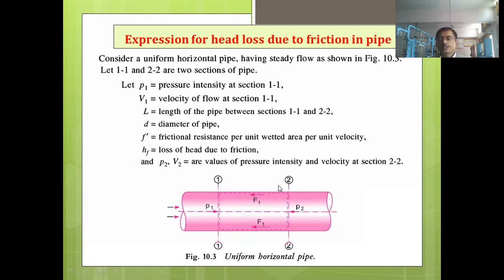What is the total head at section 2? Total head at section 2 is the P2 upon rho g plus velocity head v2 square upon 2g plus datum head, that is z2. Right.